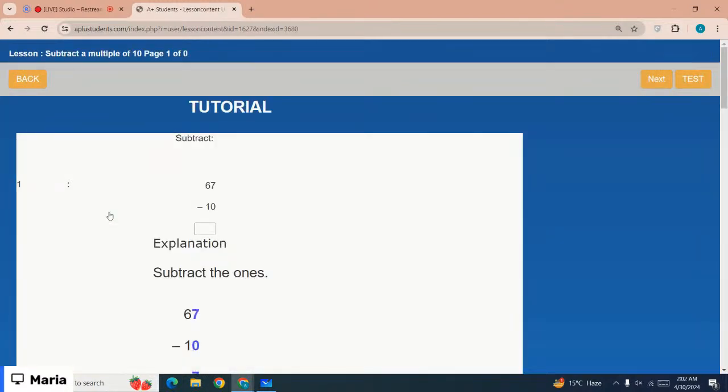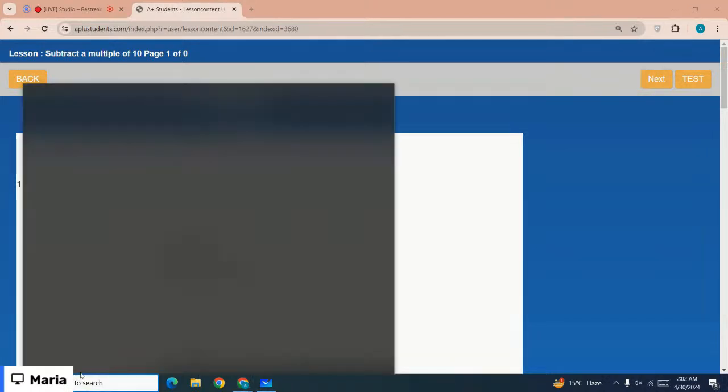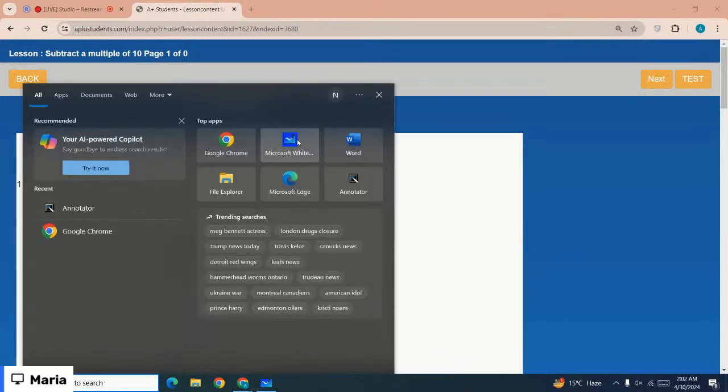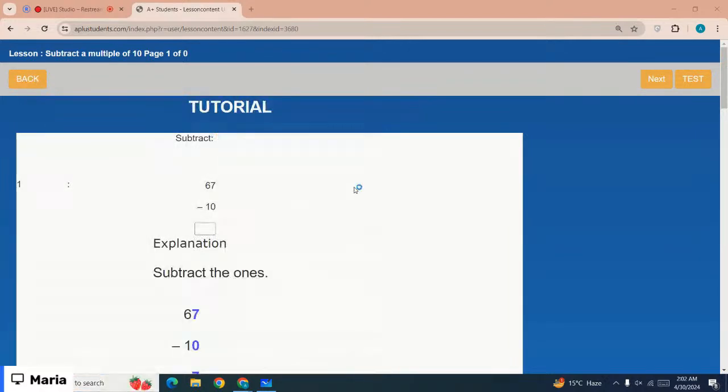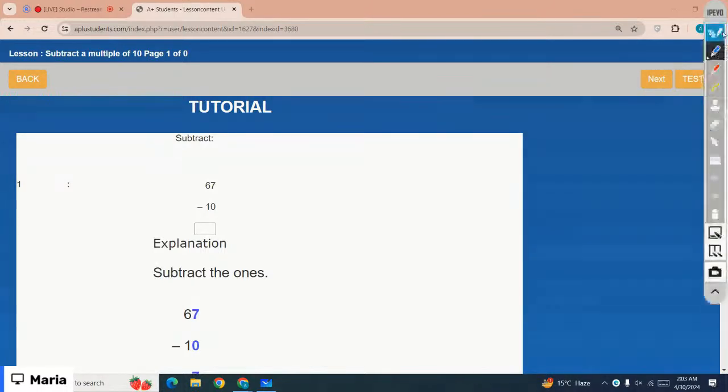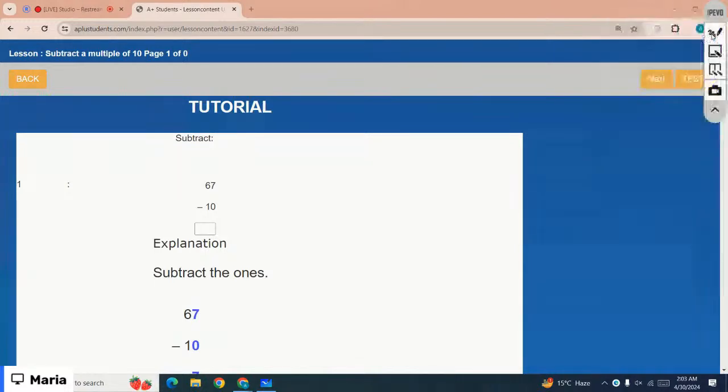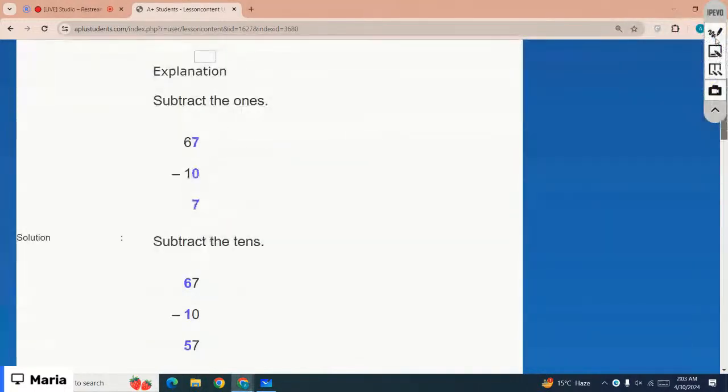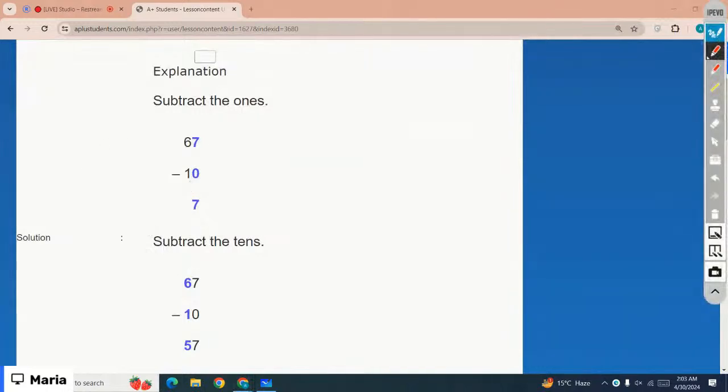Okay, so let's start with an example. The first one is 67 minus 10. So you have to subtract 67 minus 10. Here you have the multiples of 10, right? 10, 20, 30, all are multiples of 10. So how do we subtract? We always start subtracting from the ones digit. The ones digits we have there are 7 and 0, right? So you have to do 7 minus 0 first.